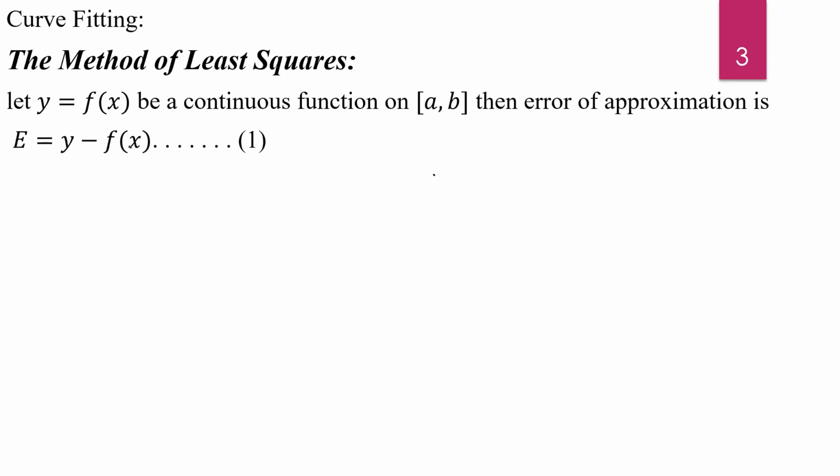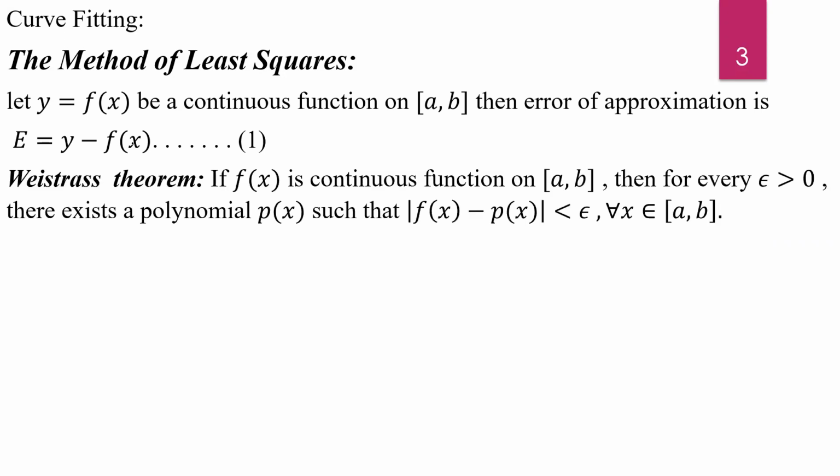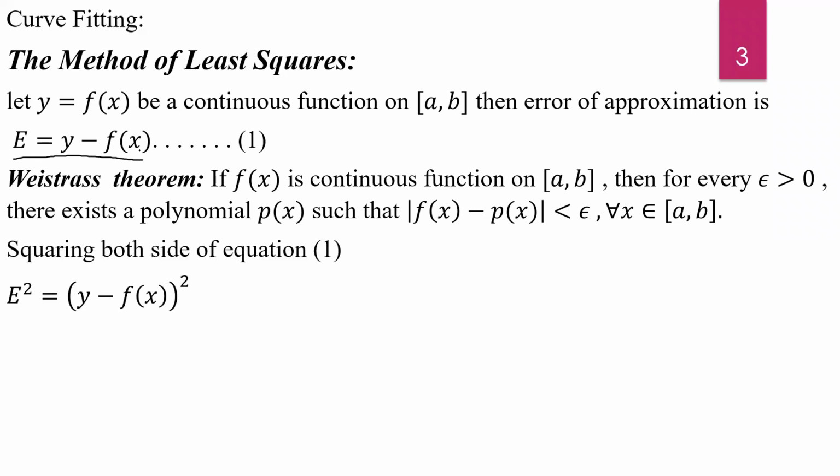Now here the Weierstrass theorem is there. If f of x is a continuous function on [a, b], then for epsilon greater than 0, there exists a polynomial p of x such that mod of f of x minus p of x is less than epsilon for all x belongs to [a, b]. So we first square both sides of equation number 1. When we take the square, then the error is minimized.